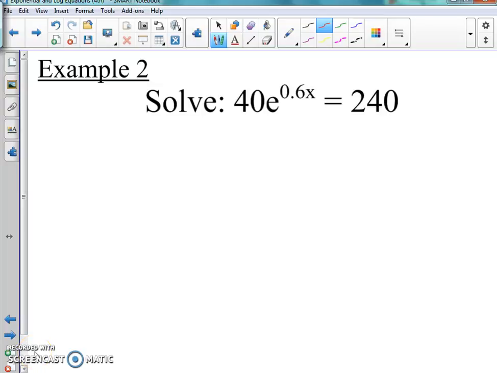Isolate, natural log it, simplify, solve.